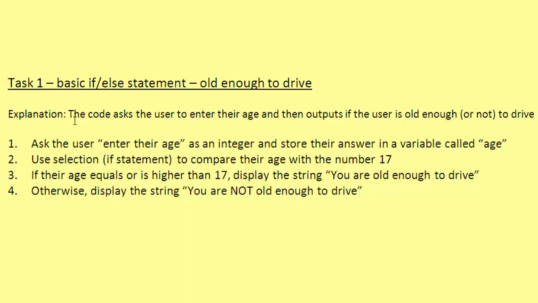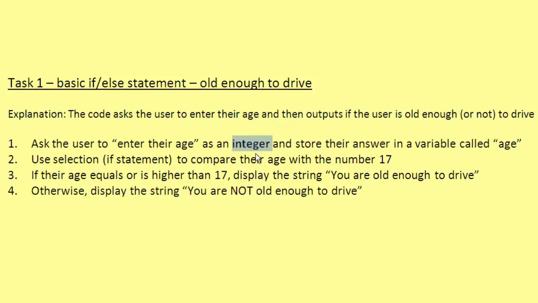Okay, so here's the task. Explanation. Task one, basic if-else statement, old enough to drive. Explanation, the code asks the user to enter their age and then outputs if the user is old enough or not to drive. So the first thing you need to do is ask the user to enter their age as an integer and store their answer in a variable called age.